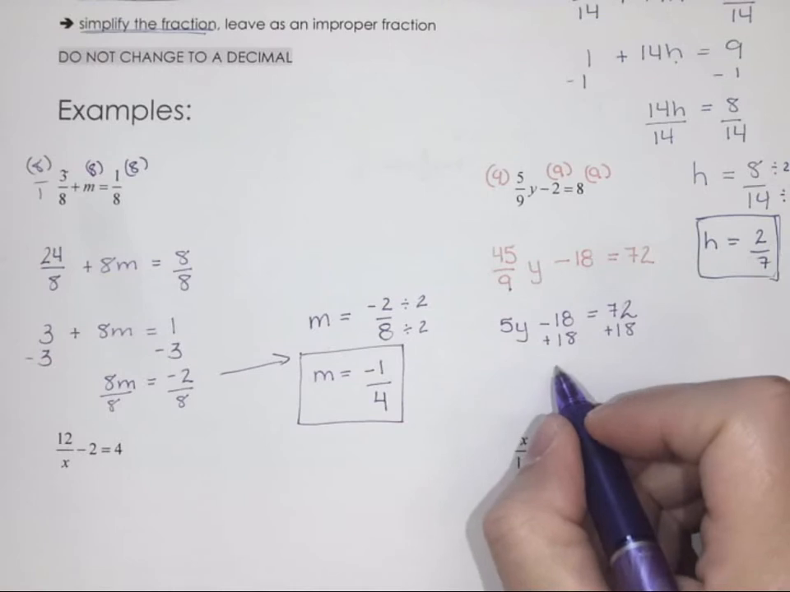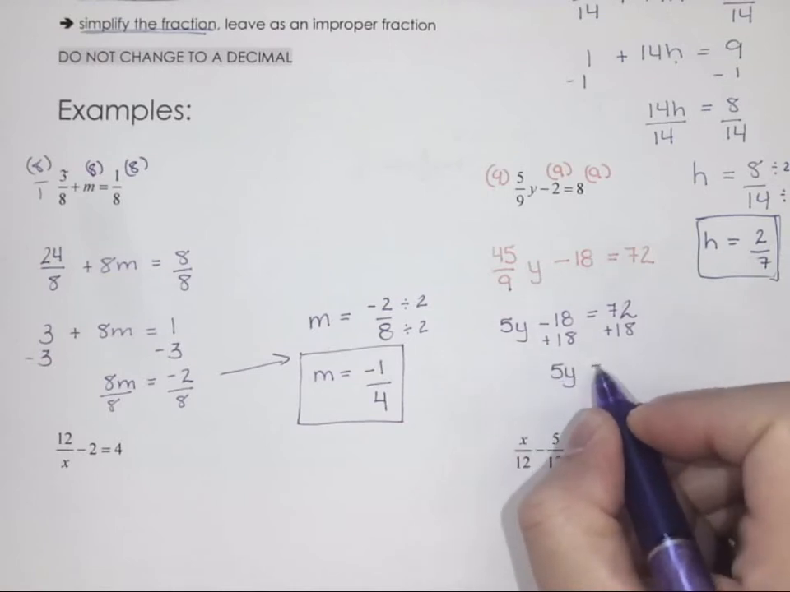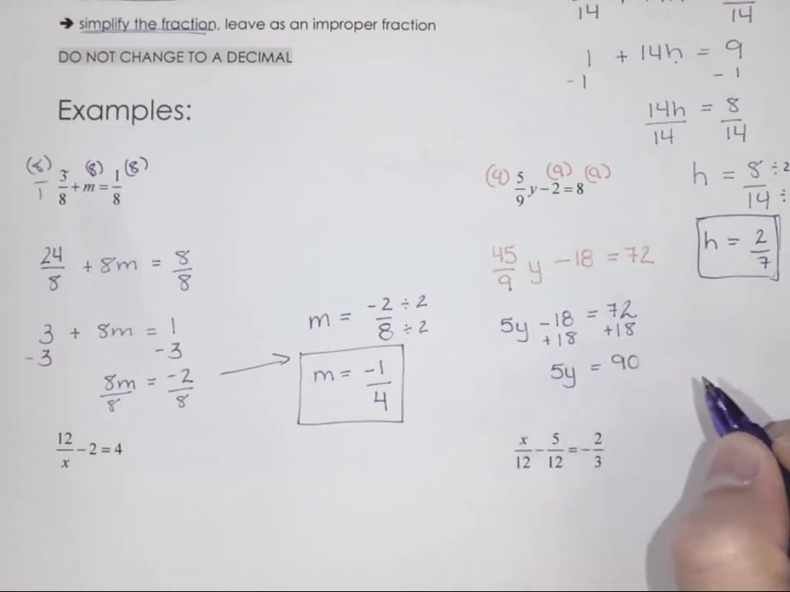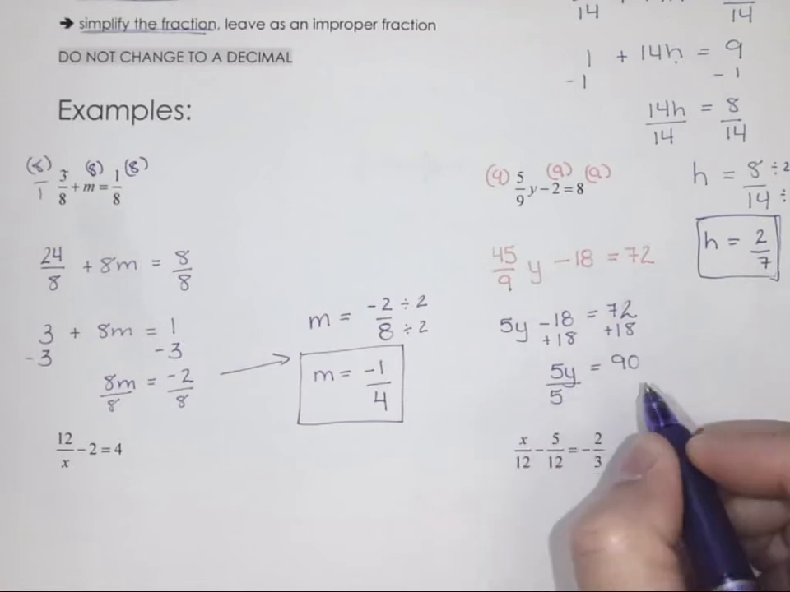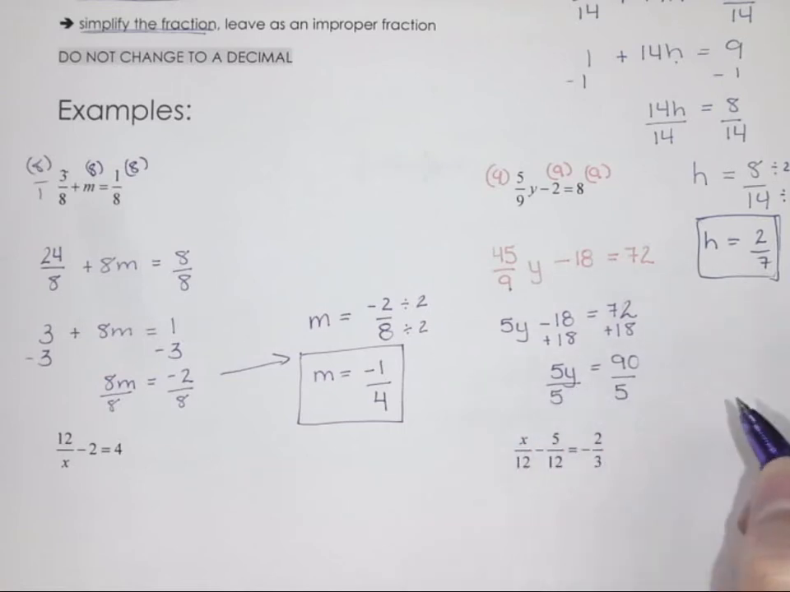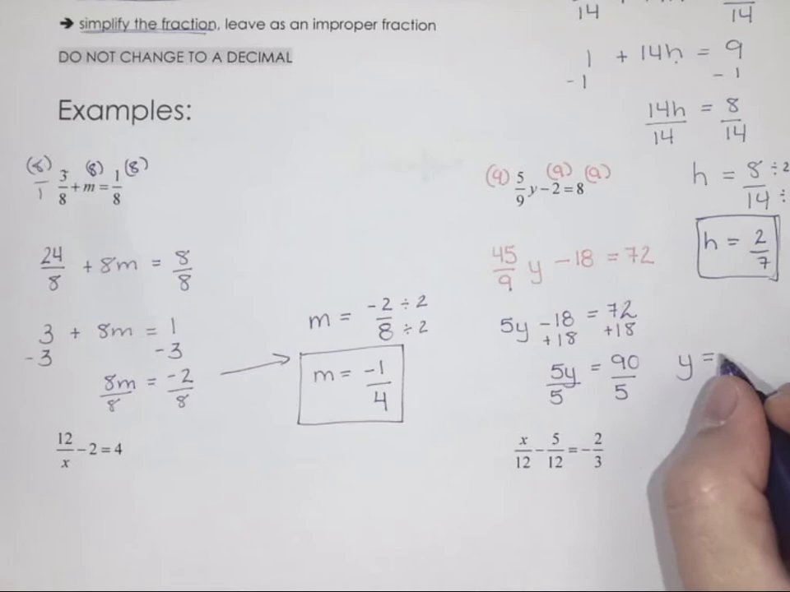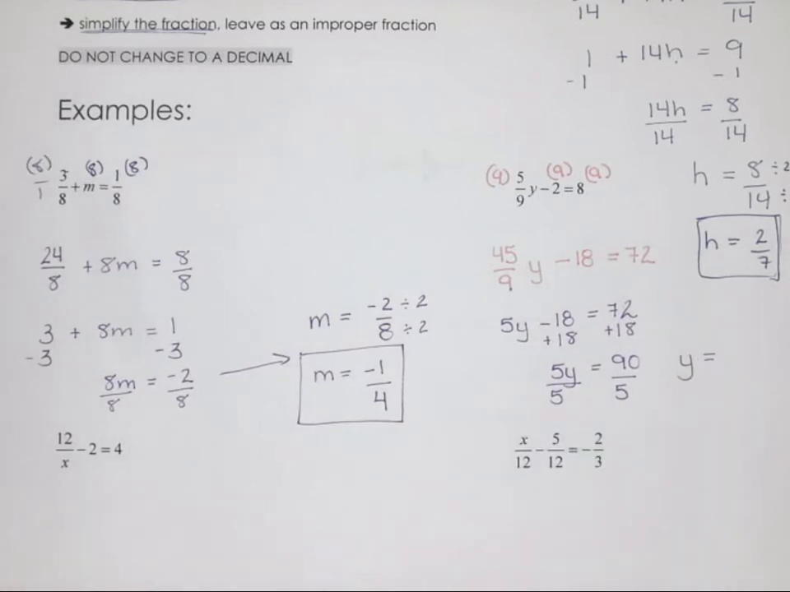All right, so I get 5y equals 90. That's nice. Divide by 5, divide by 5. So y is equal to... my screen went a little dark there, sorry. I think it's 16, but I better double check.